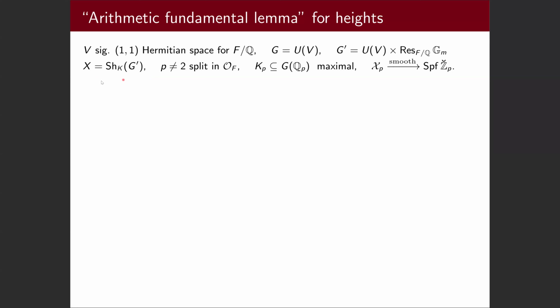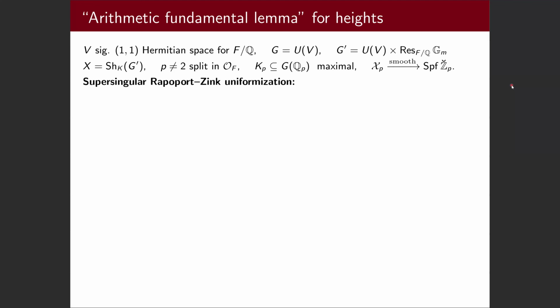Here, at the local level, I don't need it to be compact. I could take G to be the quasi-split unitary group here. That's completely fine. And so I'll consider an integral model at p. I'll take p to be an odd split prime. I'll take the level Kp here to be maximal, in which case I get a smooth integral model over the integer ring here, which I'll base change to the integer ring of the maximal unramified extension of Qp.